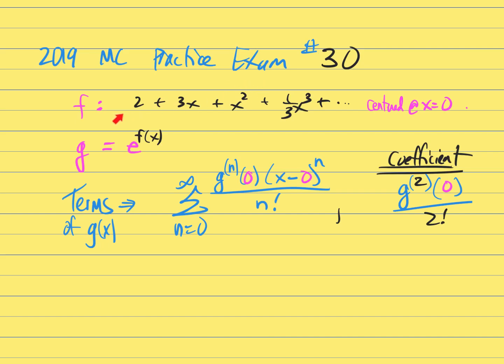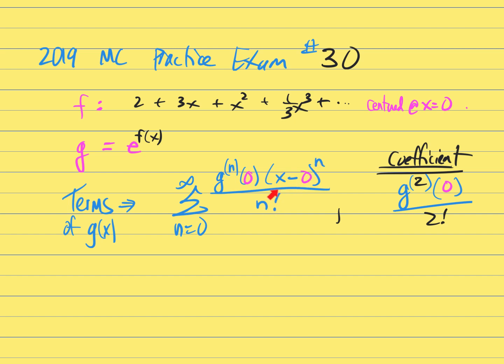Number 30, function f converges for all real numbers. It's centered at 0. Function g is equal to e raised to the power of f of x. So the terms of g for its Taylor series or Maclaurin series are given by the Taylor formula. Each term will be the nth derivative of g where it's centered at 0 times x minus where it's centered to the nth power over n factorial.